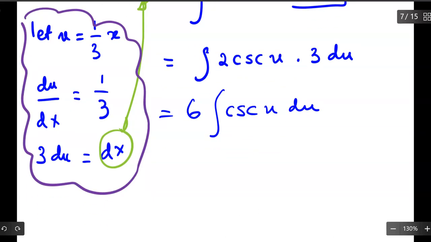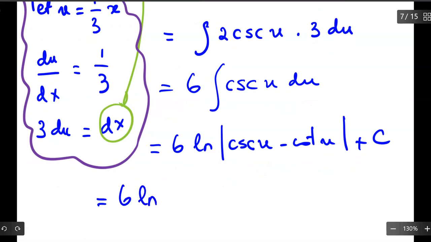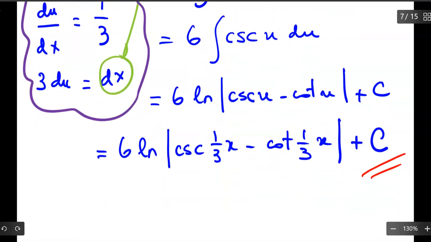Okay, so what is the integral of this cosecant u that I've shown everyone earlier? It will become 6 times the natural logarithm of the absolute value of cosecant of u subtract cotangent of u, plus c, and I should replace this by cosecant of 1/3 of x subtract cotangent of 1/3 of x, close this absolute value, plus c. So this is my final answer.